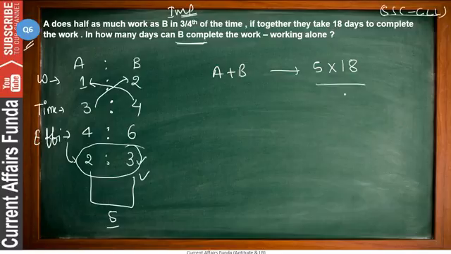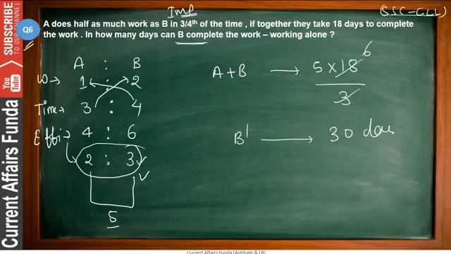So divide by 3, it will be 6 times 6 into 5, it will be 30. So B will do it in 30 days. So this is the right answer.